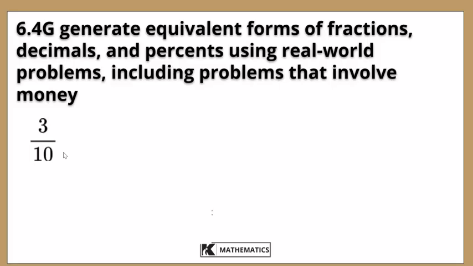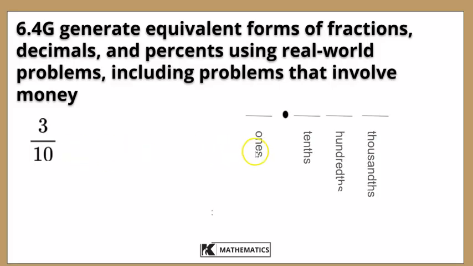If we know how to read it, 3/10, when we look at our place value, the first place to the right of the decimal is the tenths place, the hundredths, and then the thousandths. So if we have tenths, then we simply have 3/10, and the 3 gets placed in that tenths column.